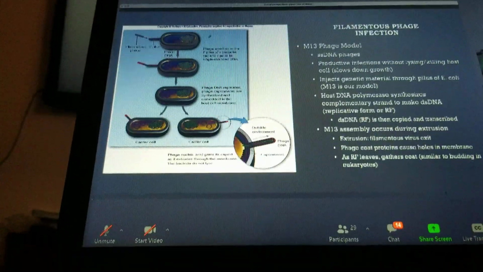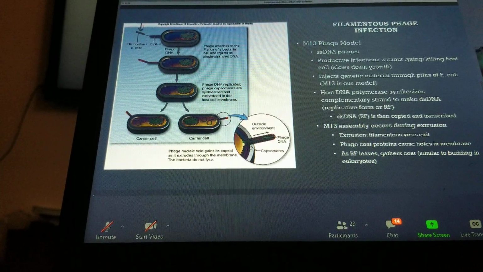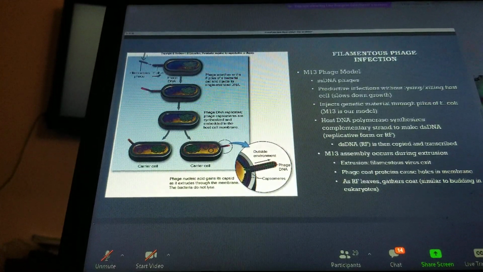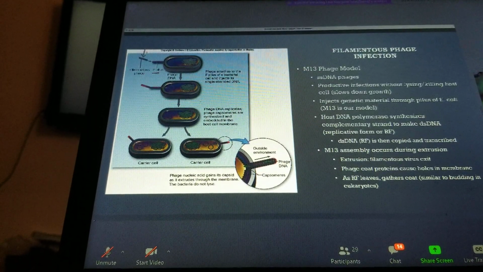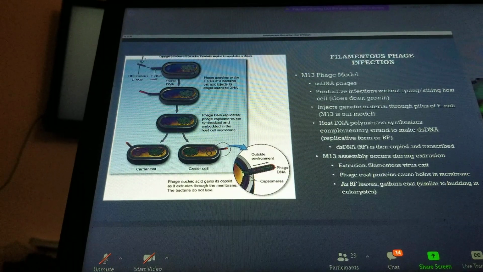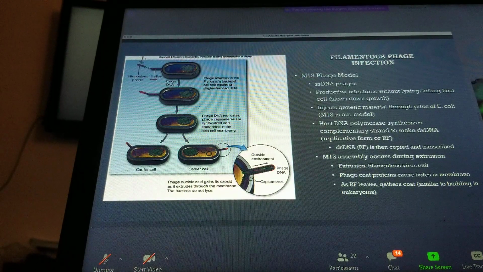If you notice, here's the filamentous phage. This phage is connecting with a pilus, a sex pilus, a fertility pilus. And so basically this bacteria thinks that it's undergoing conjugation, and it's really not. It's actually being infected by a bacteriophage.